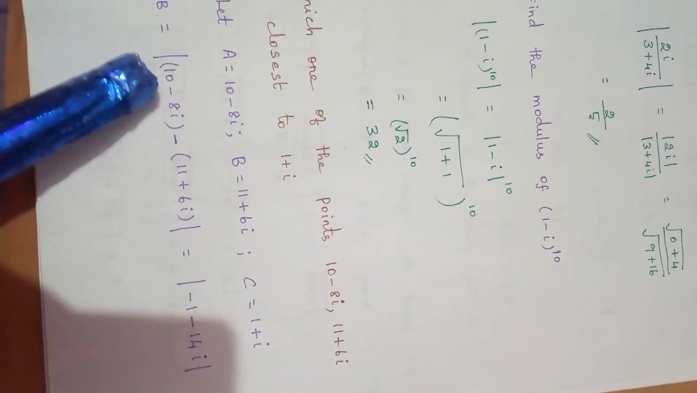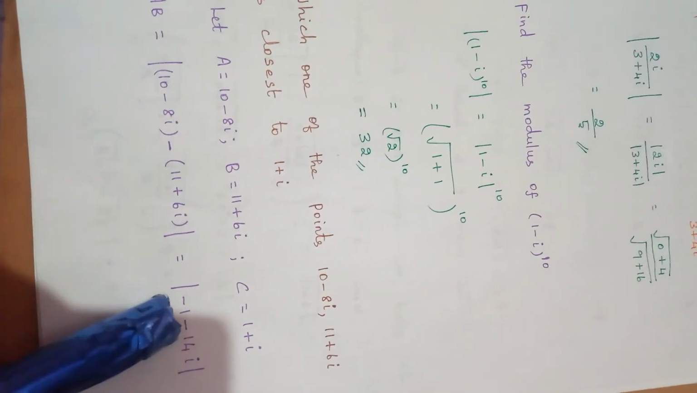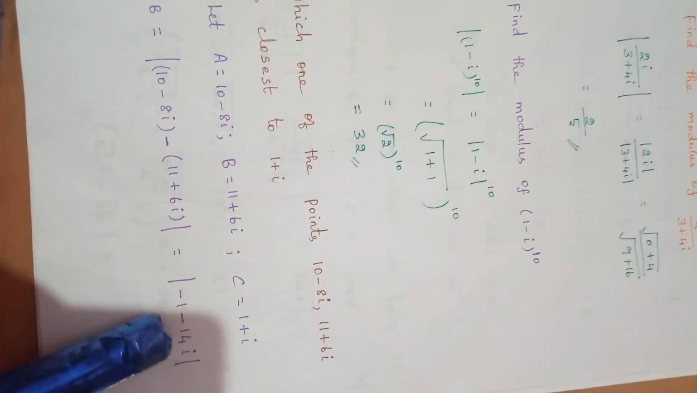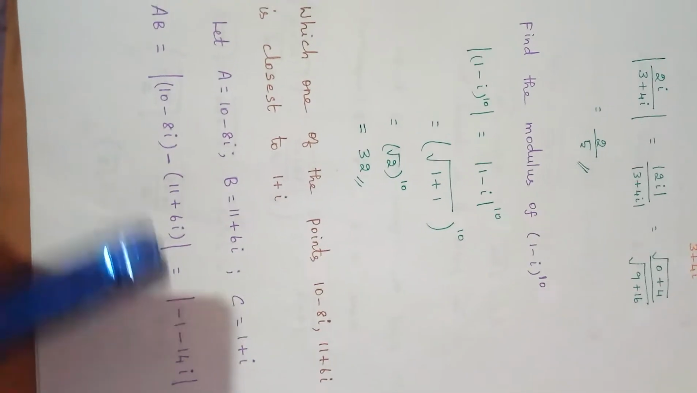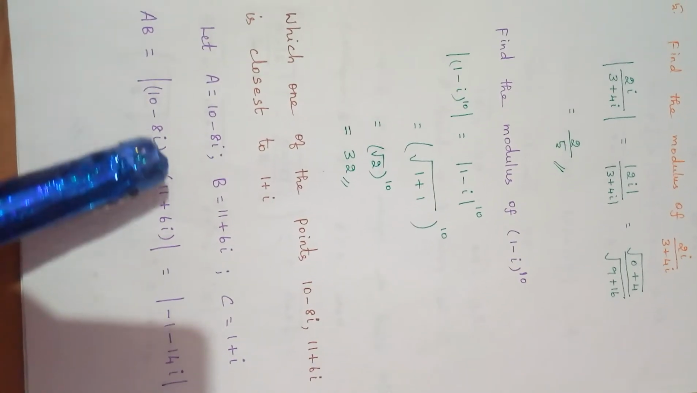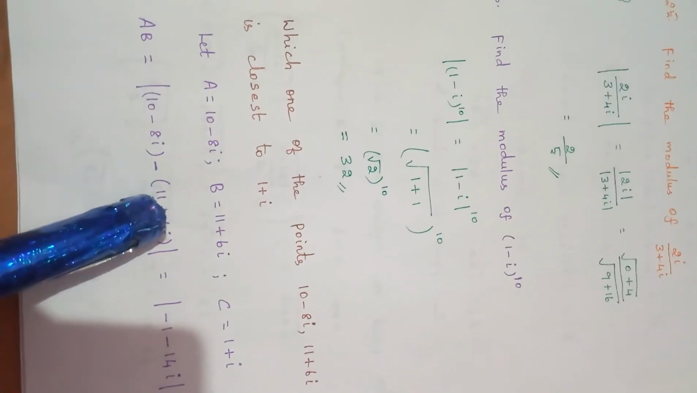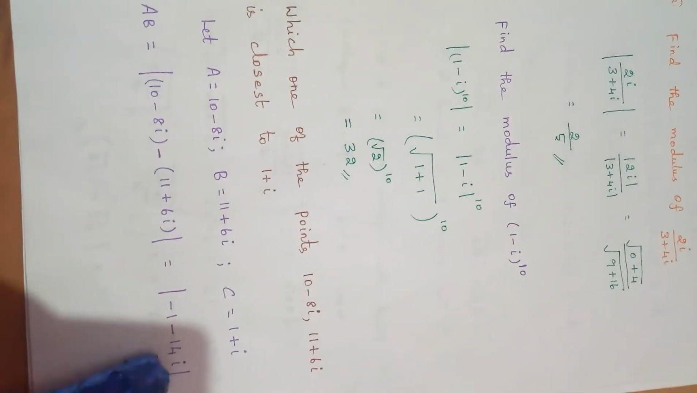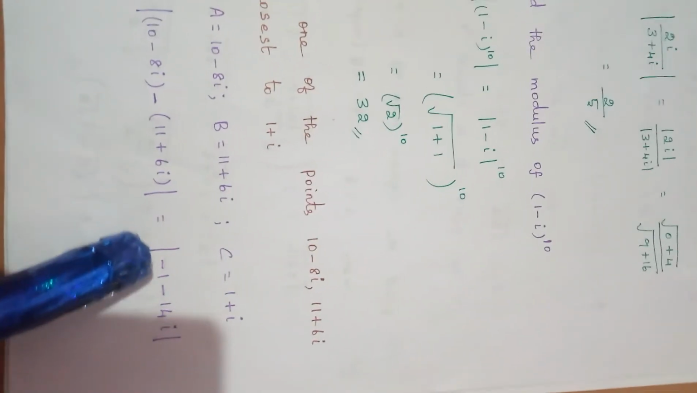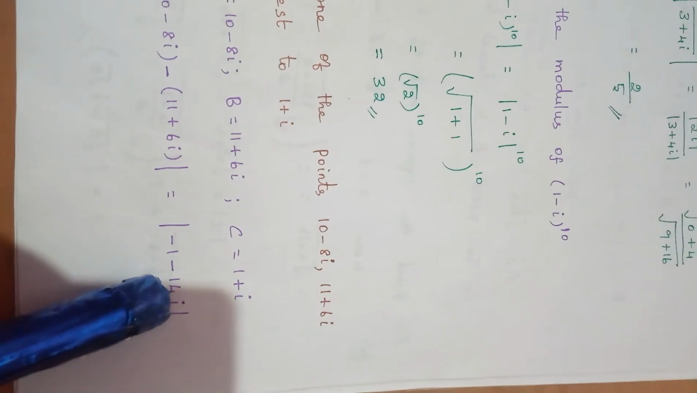What do we have to do now? Combine the real parts: 10 minus 11 is minus 1, and minus 8i minus 6i is minus 14i. Are you able to understand this? Again I repeat, for AB, first you write A, put a minus symbol, write B. Simplify this: 10 minus 11, minus 8i minus 6i, and simplify to get a value like this. Now how to find the modulus here? The real part is minus 1. What is the imaginary part? Minus 14. So how do we have to calculate?